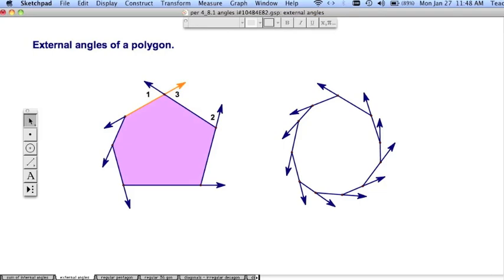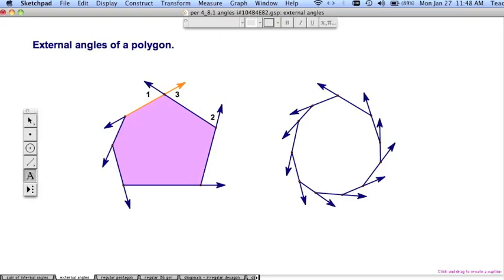Angles 1 and 3 are vertical angles, right? And they're both at the same vertex. In our textbook, we are concerned with 1 exterior angle per vertex. As you can see, you get that just by extending the side.